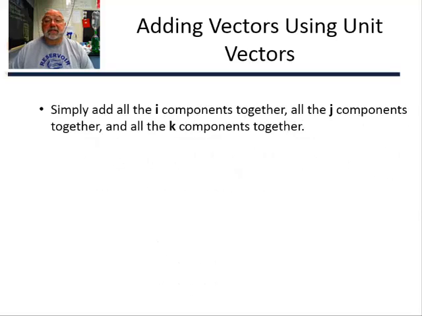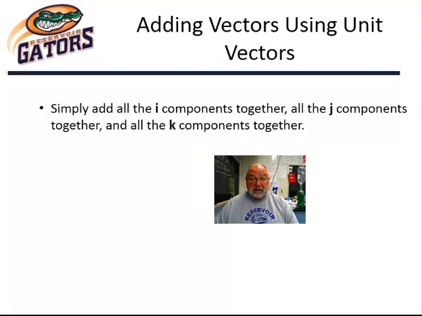Now, to add these vectors together using unit vector notation, you simply add all the I components together, all the j components together, and all the k components together. After addition through the component method, we didn't call them the I, j, and k components. We just call it the x component, the y component, and the z component. So we're really not doing a whole lot different. It's just an easy way of notating a vector.